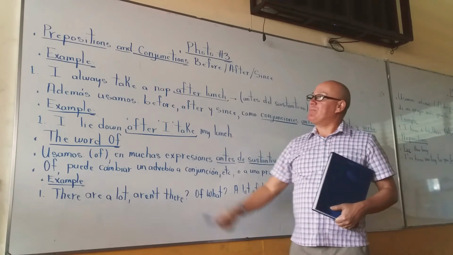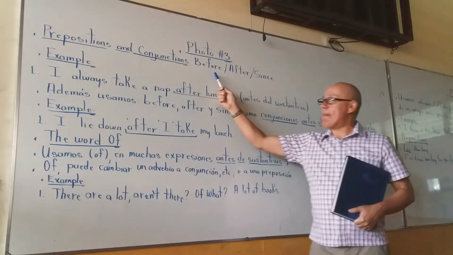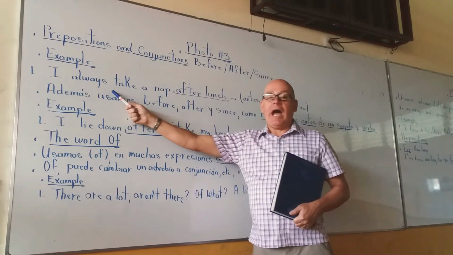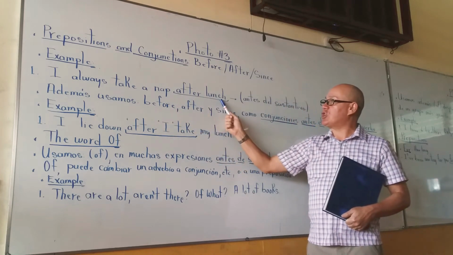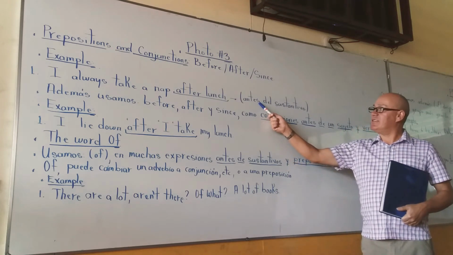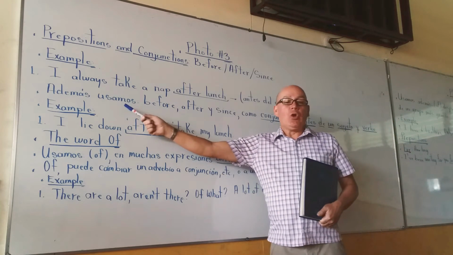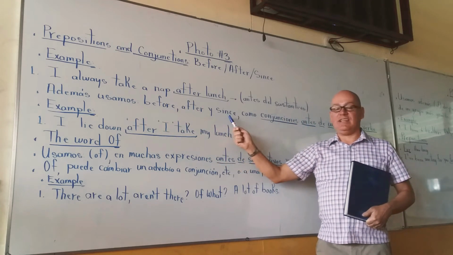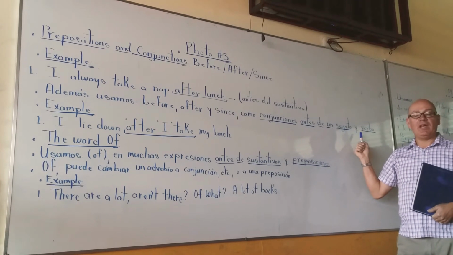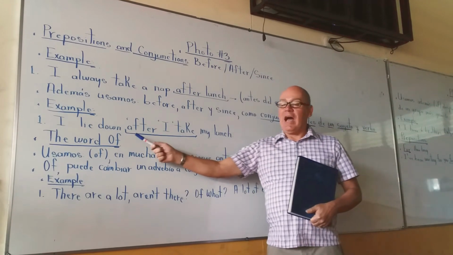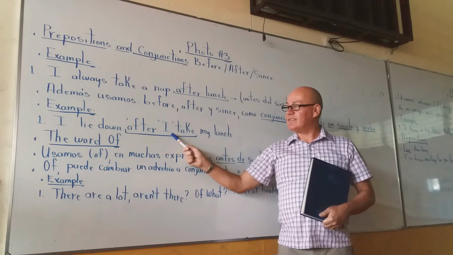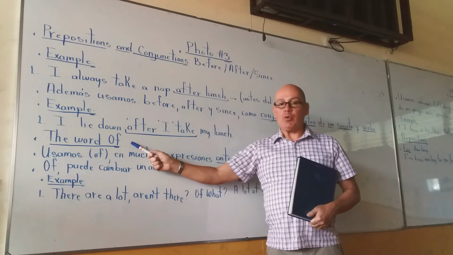Photo number 3. Prepositions and conjunctions: before, after, since. Example: I always take a nap after lunch. After, in this case, is a preposition because it's before the noun. We also use before, after, and since as conjunctions before a subject with a verb. Example: I lie down after I take my lunch. After, subject, verb.